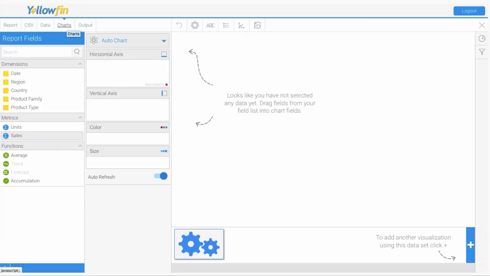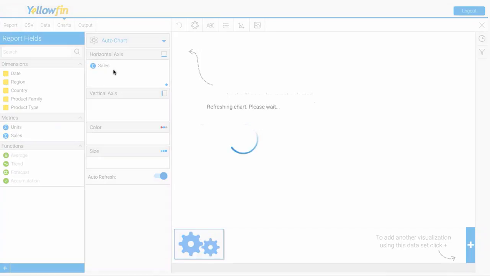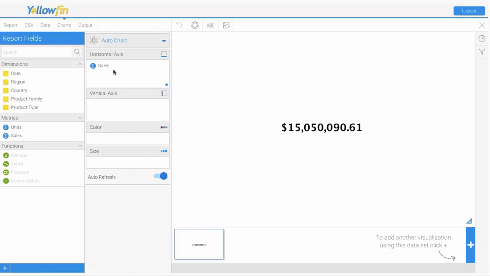I'm going to do that by showing you how Yellowfin auto charts help you choose the right chart type for your data. So over on the left here, we have our data, which is broken into our dimensions and our metrics. And we're able to visualize this data simply by moving either a dimension or metric onto either the horizontal axis or the vertical axis, the color, or the size. So if I take my sales metric and put that on the horizontal axis, Yellowfin is going to show me a big number chart. So here I'm asking a very simple question: what's our total sales? And Yellowfin is telling me how much using that big number chart.